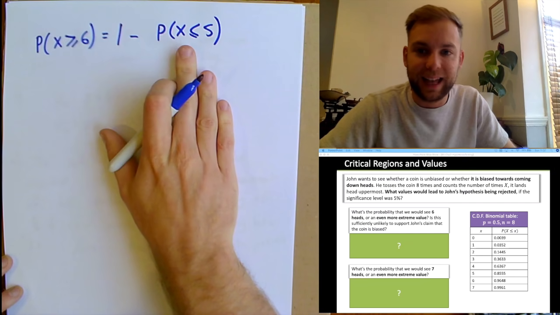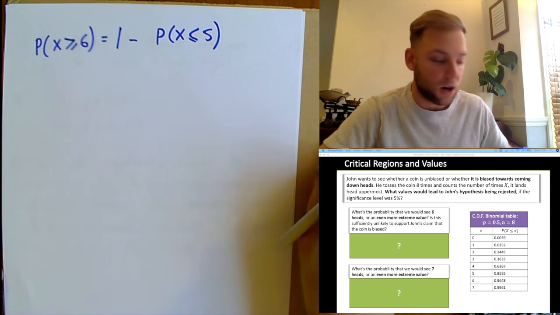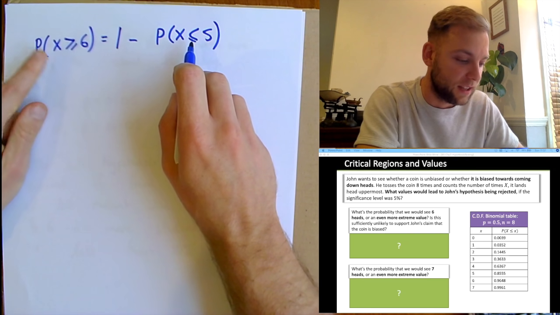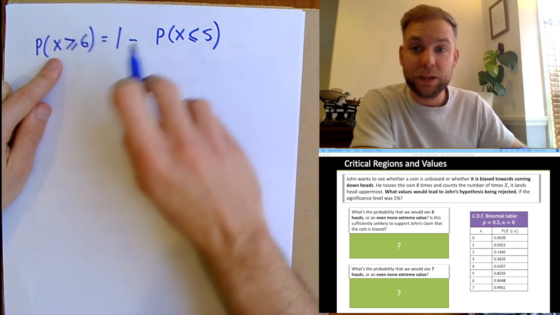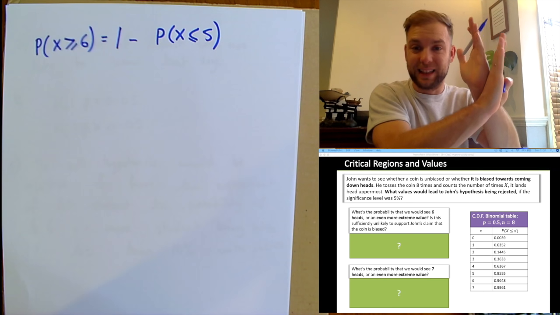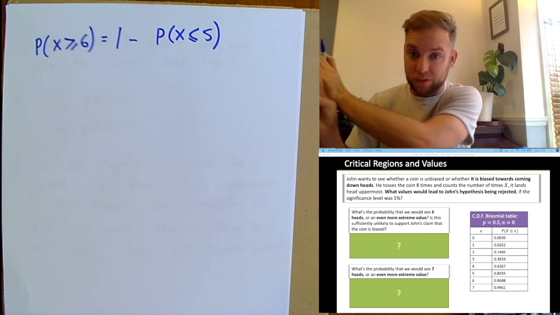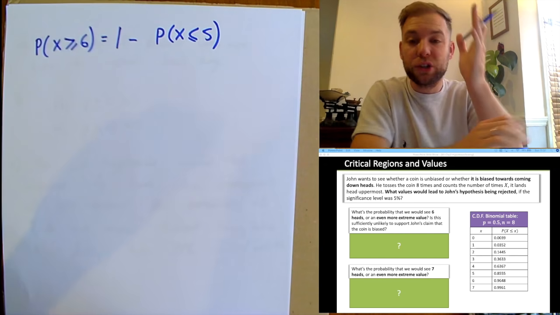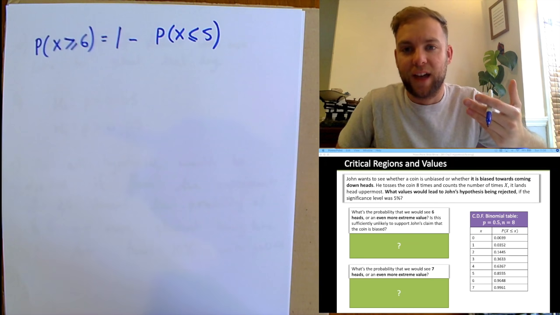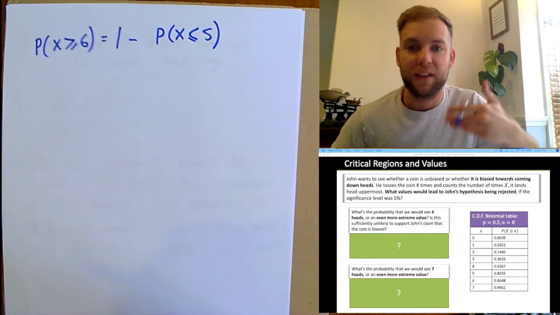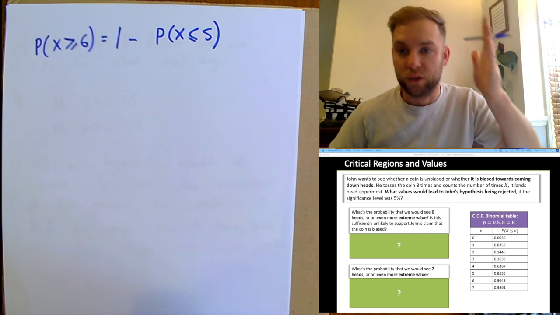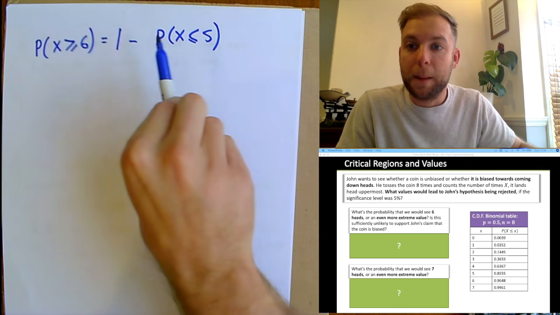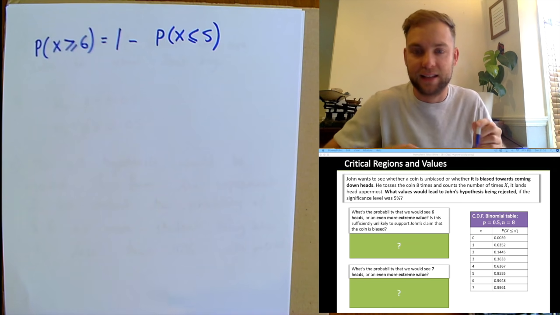Now, the reason that's the case is because this is discrete. So what we're saying here is that the probability of 6 or more is equal to the probability of everything happening which isn't that, which is 1 minus the probability of being less than or equal to 5. The reason that it's between 6 and 5 is because you can't get 5.5 heads, you can't get 5.6 heads, you can't get 5.7 heads, you can only get 5 or 6. So the probability of getting 6 heads or more is the same as 1 minus the probability of getting less than or equal to 5.